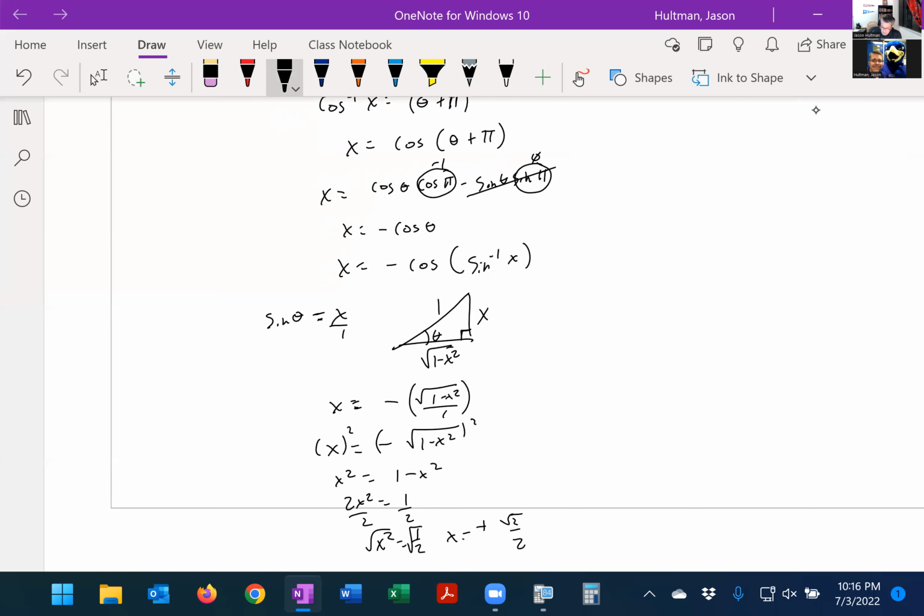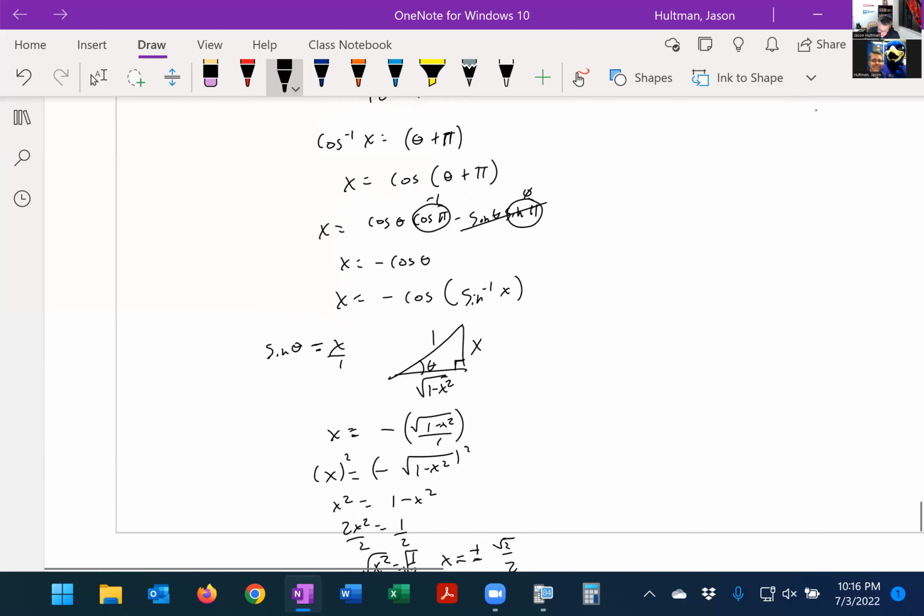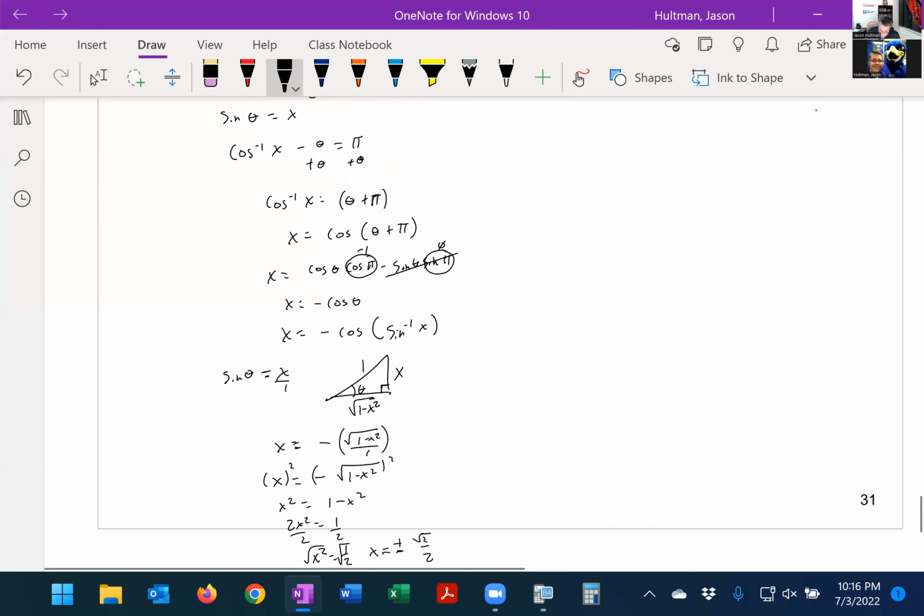Plus or minus radical 2 over 2, because it would be 1 over radical 2, but then I rationalized the denominator. Okay, radical 2 over 2. Now I need to see, are both of those going to work? And if not, which one doesn't work?